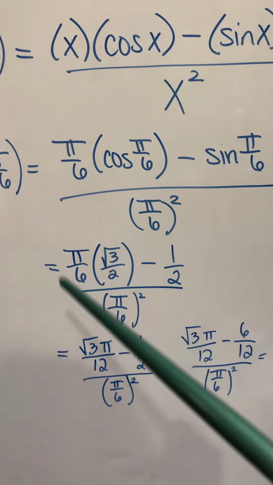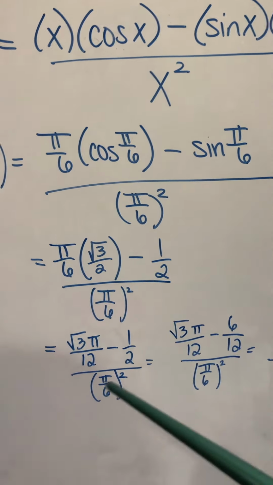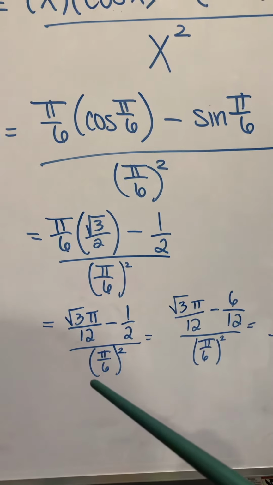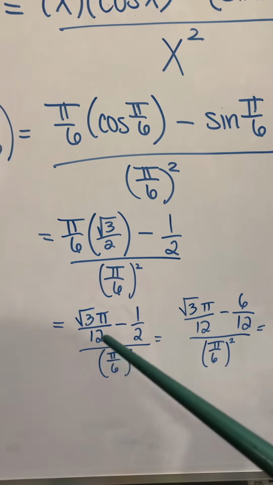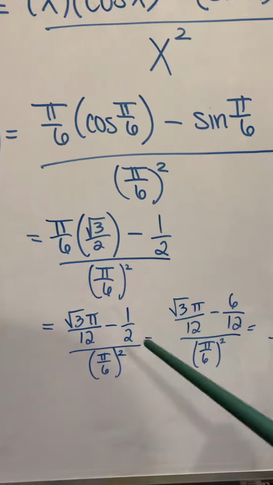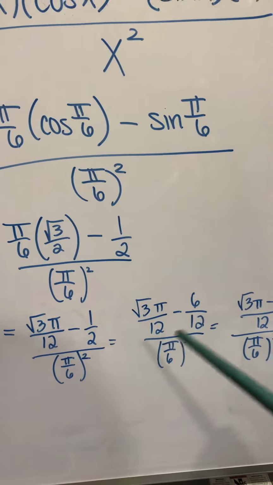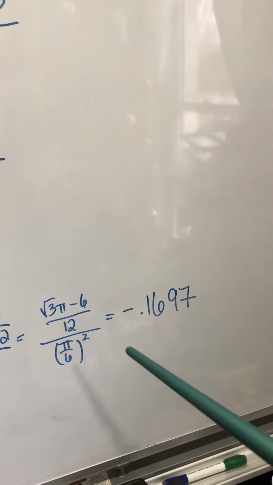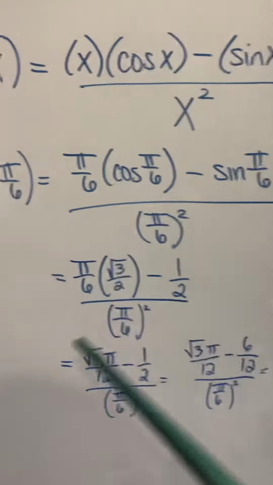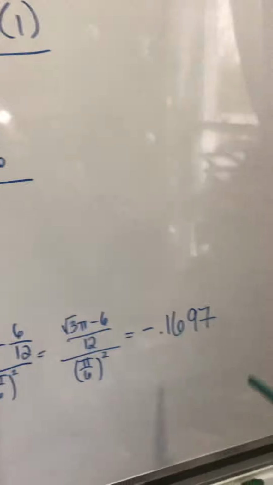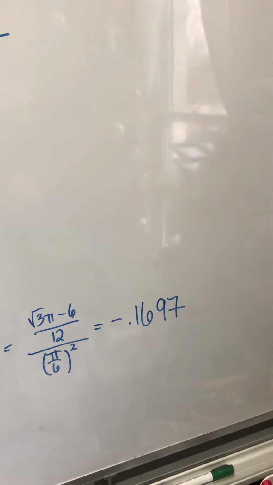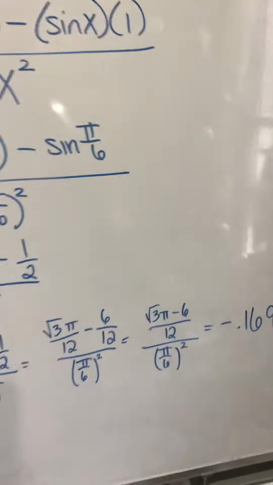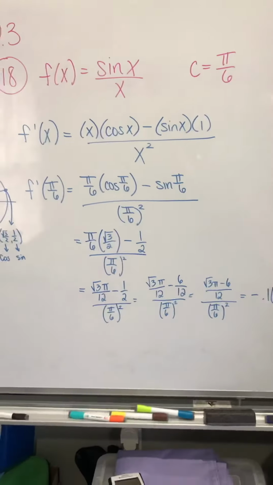I would leave it like this, but if you wanted to simplify more, you can keep simplifying, and you can multiply these through and make 12 your denominator. You can make common denominators and combine them together on the top. You can just keep going, or you can just put it in your calculator and get a decimal. That's fine too. I would leave it like this, but if you want a decimal answer, it's negative 0.1697. And that is how you do number 18.